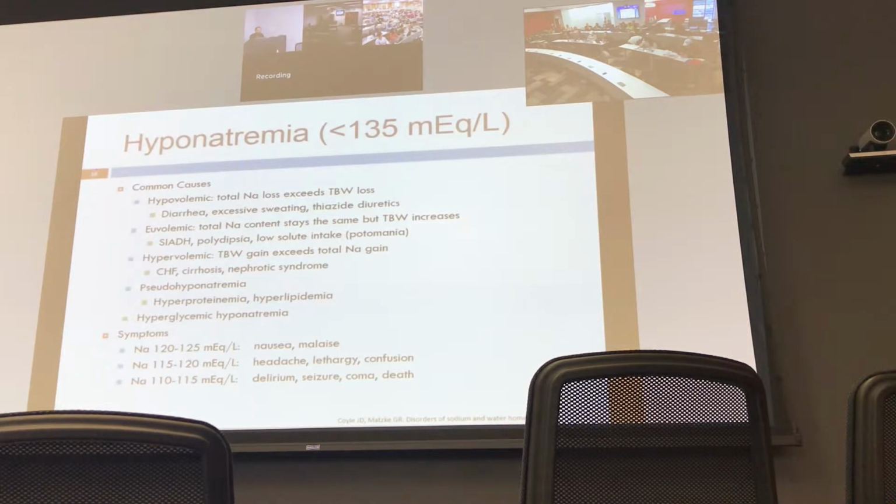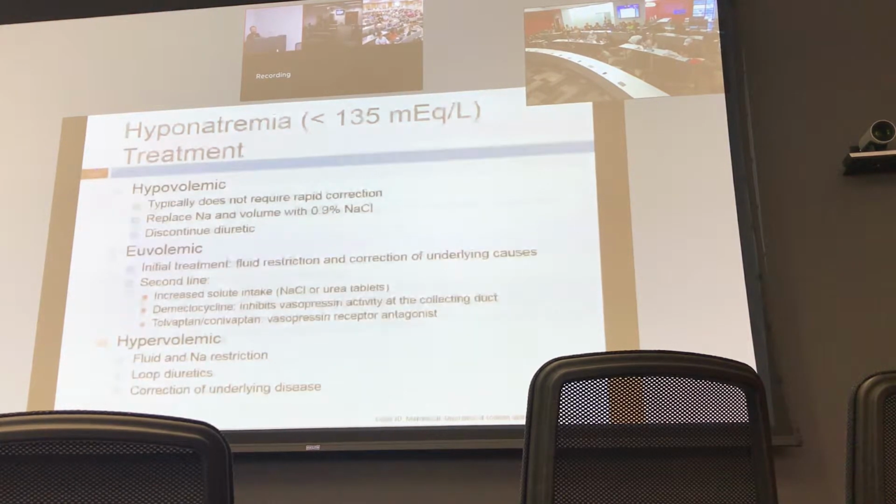So the treatment, again, hypovolemic, you want to replace the volume, discontinue diuretic if that's the cause. And by replacing the volume with the appropriate fluid, you'll replace the saline as well. Usually this doesn't require rapid correction because usually it's a chronic issue. Euvolemic we talked about, either sodium chloride tabs or urea tablets, which can help reduce the reabsorption of water.